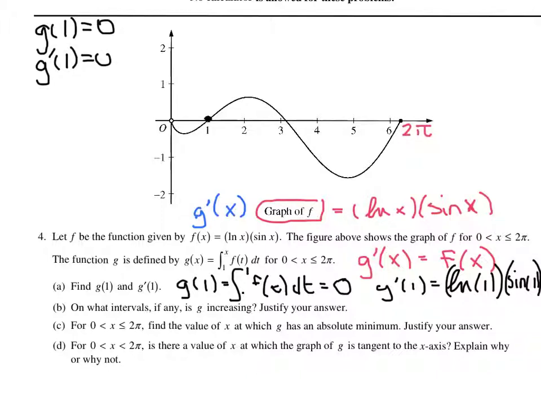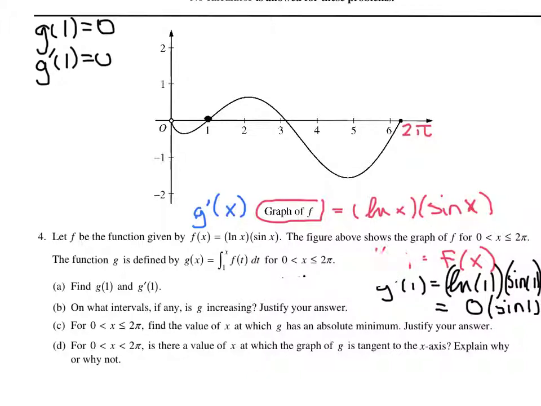Now I just proved that looking at the graph, but algebraically we know that the natural log of 1, in other words e to what power is 1? Well, we know that to be 0. So we have 0 times sine of 1, which is 0. So we can prove it algebraically and graphically. Great, now let's move on to part B. Okay, so I'm going to erase this, give myself some more space here.